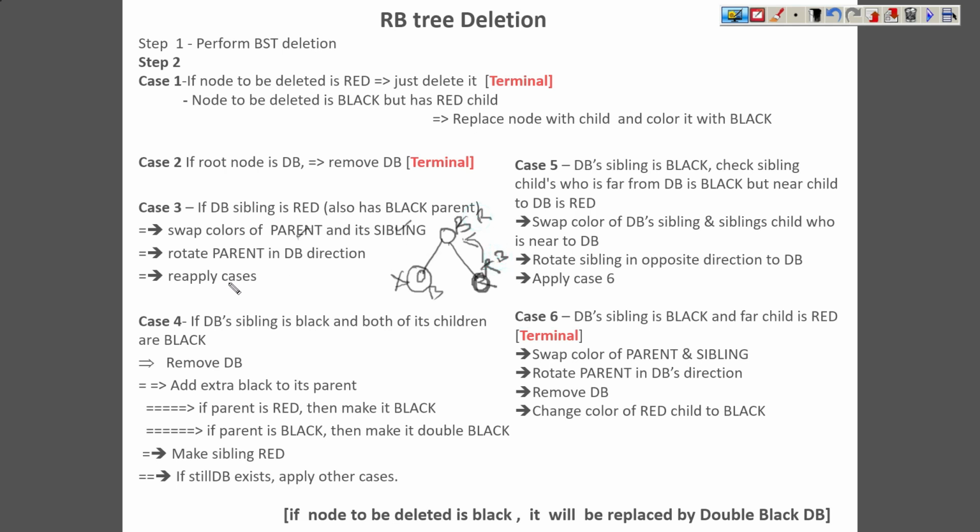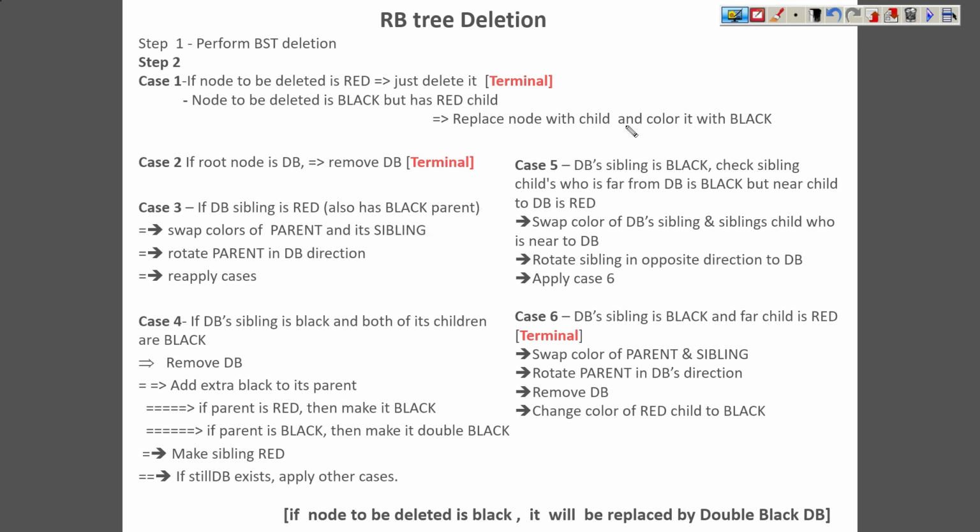This is one thing to do. And rotate the parent in the DB direction. This parent is moved in this direction, so this comes down. That means this becomes the left child of this node, and this becomes the parent. And then we see which kind of case the new tree matches. So we are out of case number 3, and we look at the new structure to see which of the following cases are applicable, and we act accordingly.